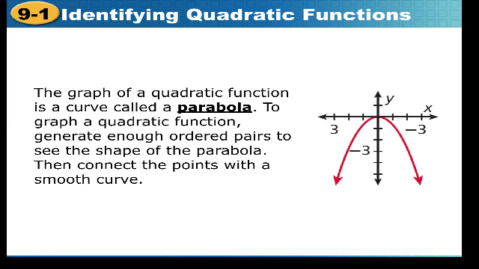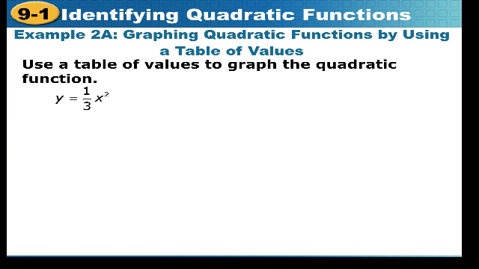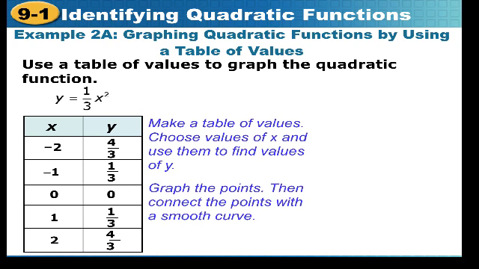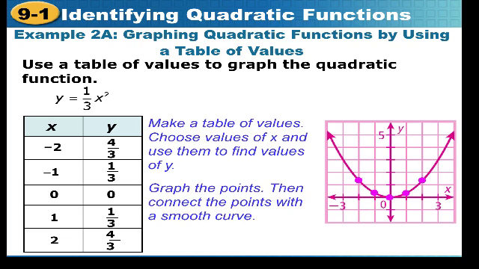The graph of a quadratic function is curved, called a parabola. To graph a quadratic function, generate enough ordered pairs to see the shape of the parabola, then connect the points with a smooth curve. Use a table of values to graph the quadratic function. Make a table of values, choose values of x, and use them to find values of y. Graph the points, then connect the points with a smooth curve.